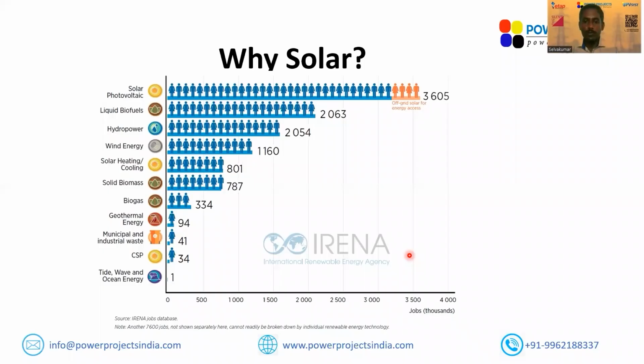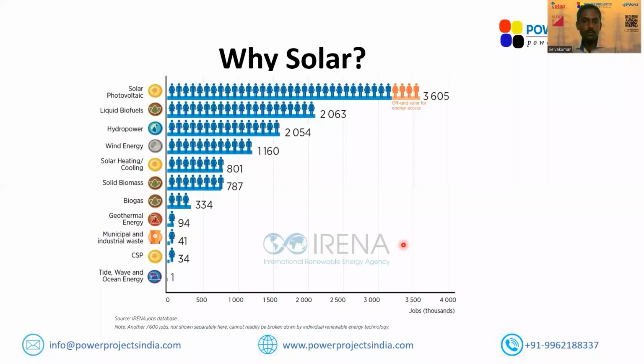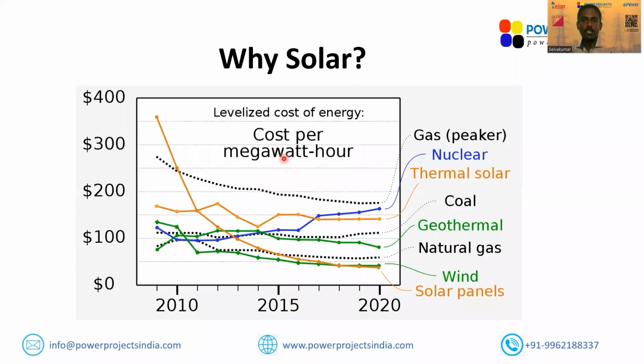So why solar? This is 2019 data with respect to the job market across all the renewables, coming from IRENA, the International Renewable Energy Agency. In 2019, compared to any other renewable, solar is at the top in the total number of jobs provided across the globe. And if you look at the cost of solar, which is yellow here, 2010 is the highest and 2020 the lowest, and it is further expected to go down. So nobody is going to ask why solar. Solar is going to be the future because it's cheaper. Of course, it might be green, but it's cheaper. That's the reason why it's growing.